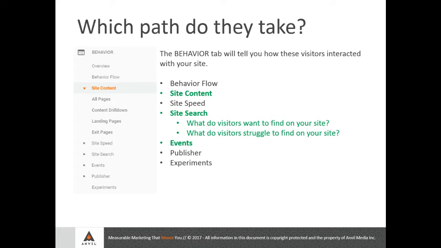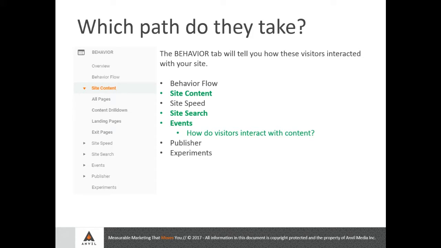So if someone's looking for a certain product and they're searching for it, especially if they're exiting after doing a search, that means they may not be finding that product. That may be an issue with how you're naming it or how you're labeling it, or just that it's kind of hidden or buried.